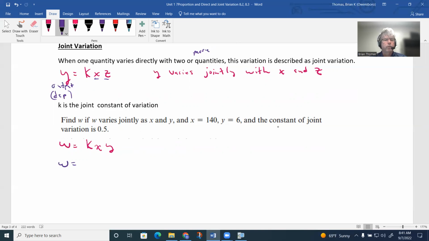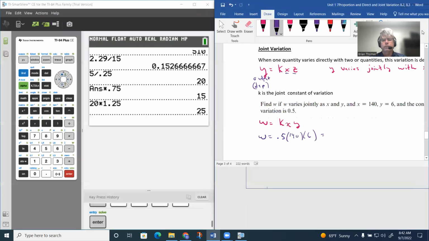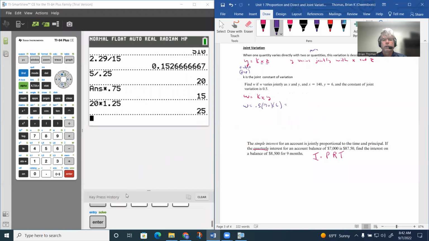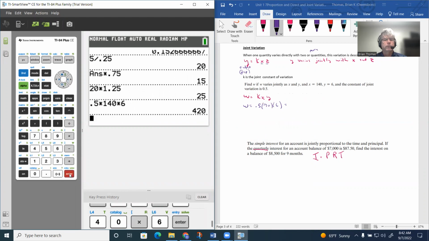So this just becomes w equals this 0.5 times this 140 times this 6. And that should give us our value for w. So we have 0.5 times 140 times 6. It gives us this 420.